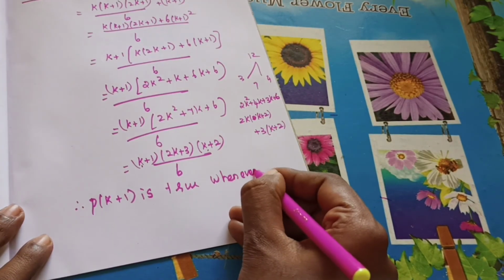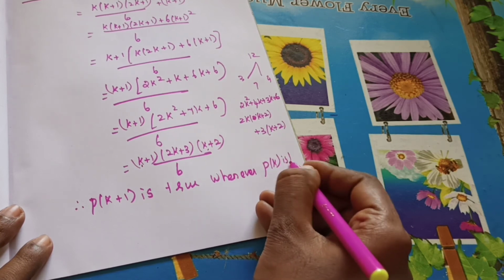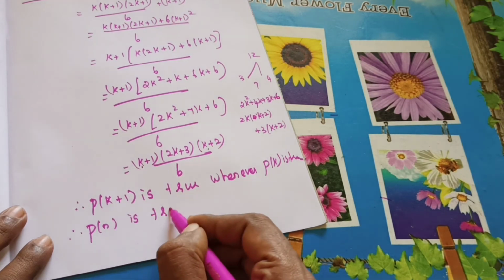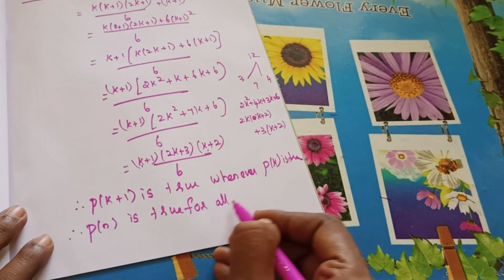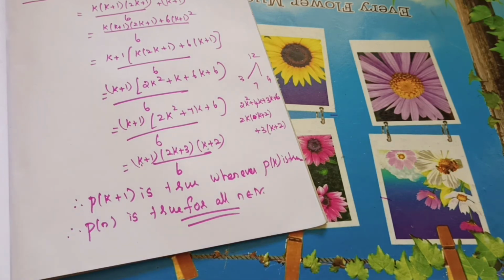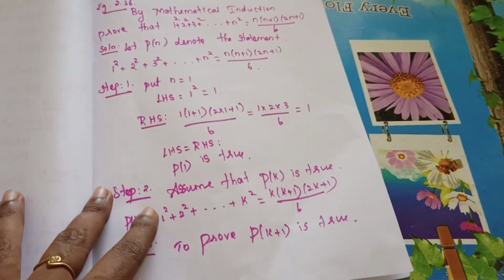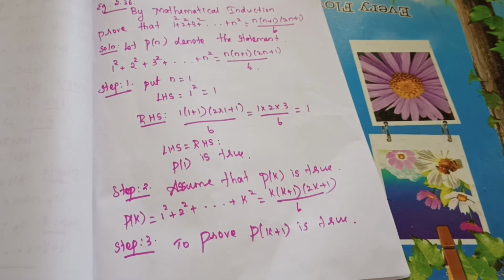whenever P of k is true. Therefore P of n is true for all n belongs to N. Got it? So P of k plus 1 is true whenever P of k is true. This problem sometimes they will ask as a 5-mark question, but it is very easy if you understand the concept. Assume for n equal to 1, both sides are equal, then P of k, then P of k plus 1. If it is also true, then P of n is true for all n belongs to N.